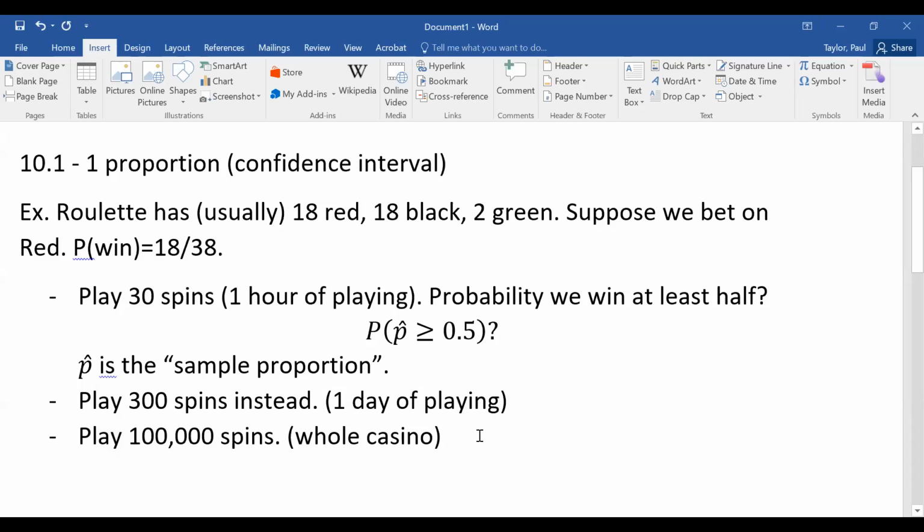So what are the chances that you come out at least breaking even or maybe ahead, playing 30 spins, about an hour? What if you play 300 spins? That's like a whole day of playing. And what are the chances that the casino as a group, the players as a group in the whole casino, come out ahead at the end of the day? Okay, so that's what we're going to work on.